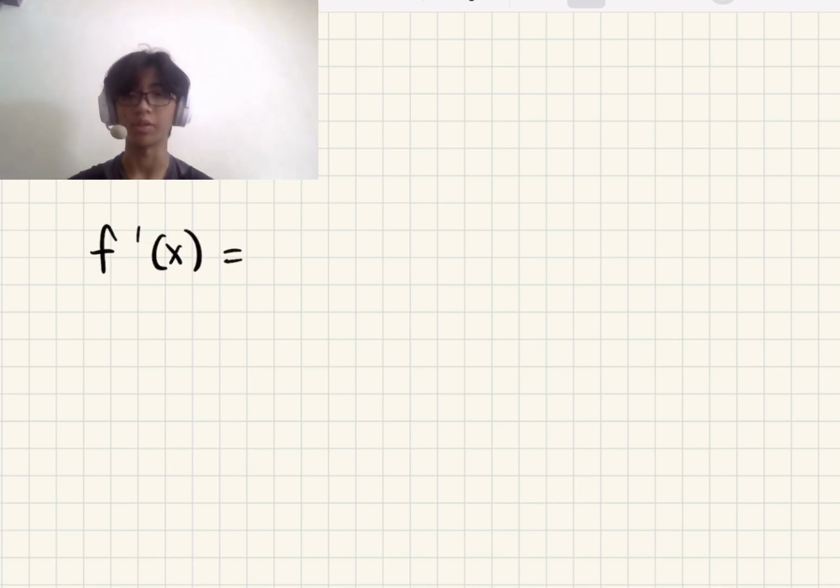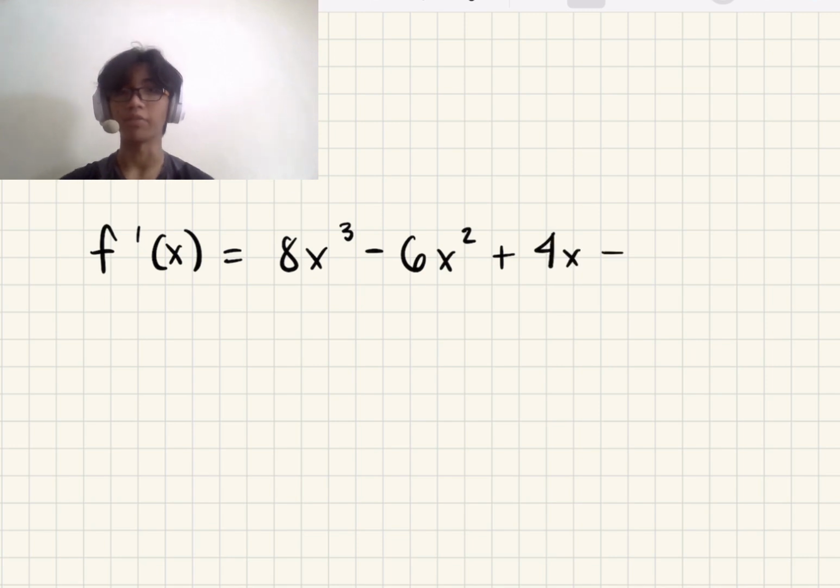Let's try another problem. So let's say f prime of x, that is the first derivative of f, is equal to 8x cubed minus 6x squared plus 4x minus 7. So given f prime of x, find the antiderivative, f of x. Go ahead and try that.